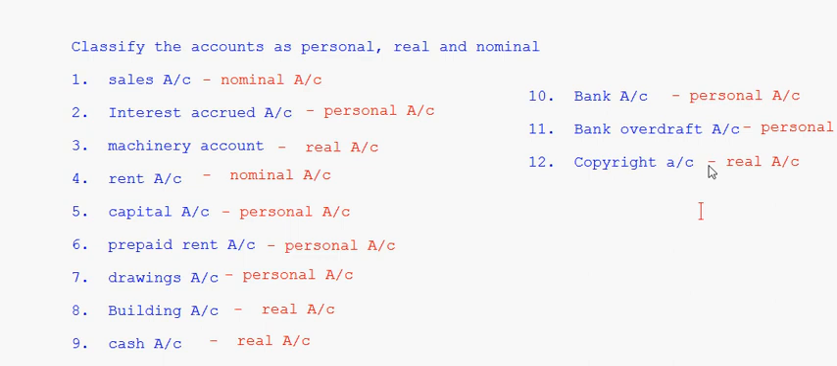So here keep in mind that bank account and bank overdraft account will be treated as personal account and they will not be put under real accounts. Cash account is something which will be treated as real account, but bank account will always be treated as a personal account, because in the eyes of law, a bank is basically an organization like a company, right? So that is taken as a personal account, right?